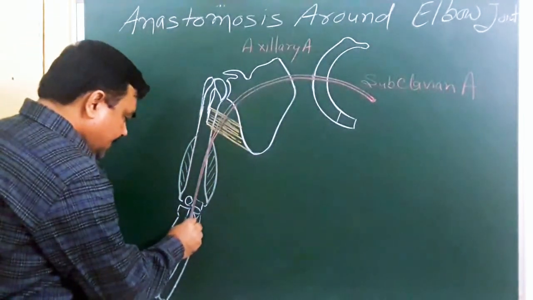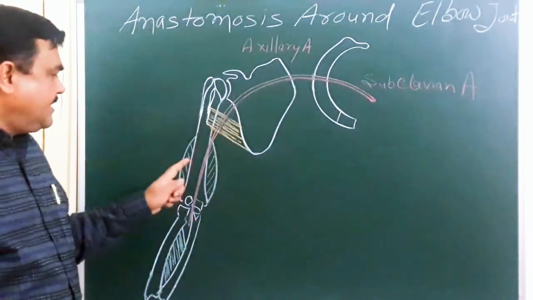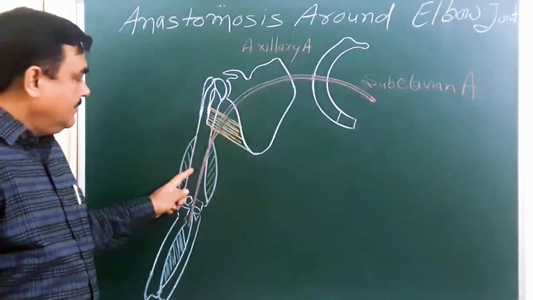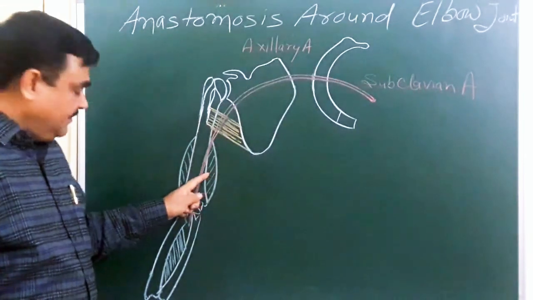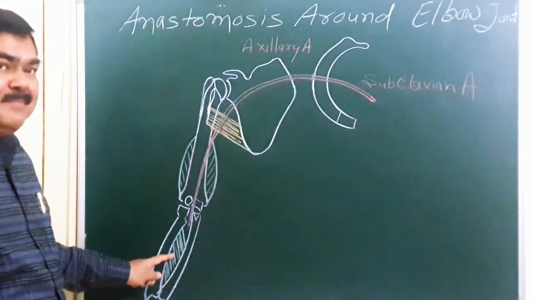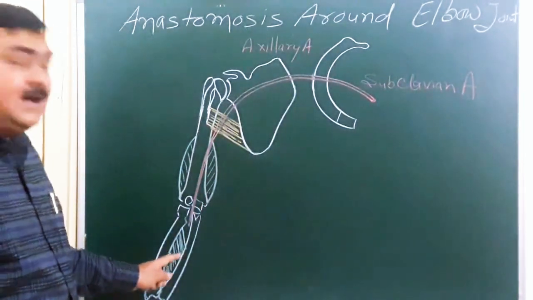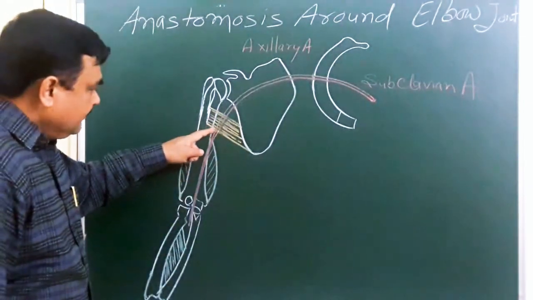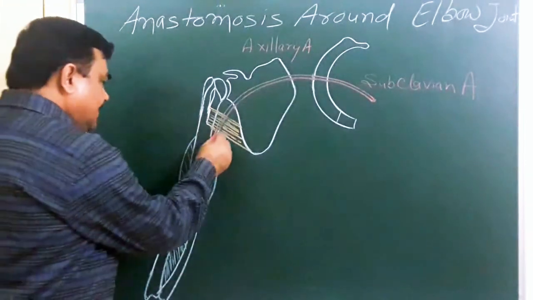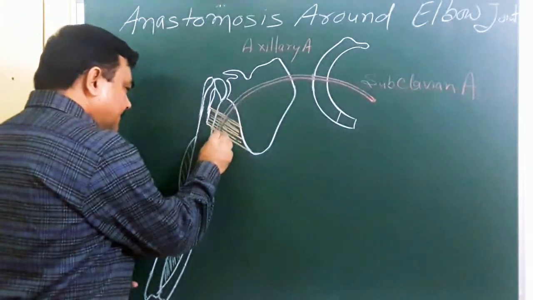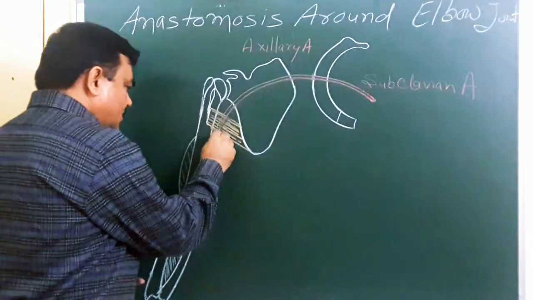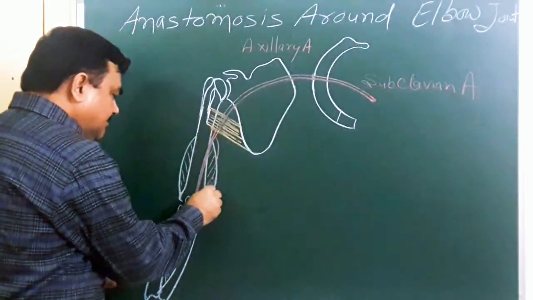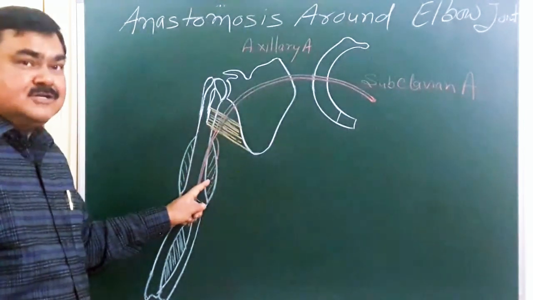This is the radial tuberosity. Here in this diagram you can see this is the lateral intermuscular septum, this is the medial intermuscular septum. Here is the interosseous membrane between radius and ulna. So this artery gives a branch here. This is the superior ulnar collateral artery, which passes behind the medial intermuscular septum.